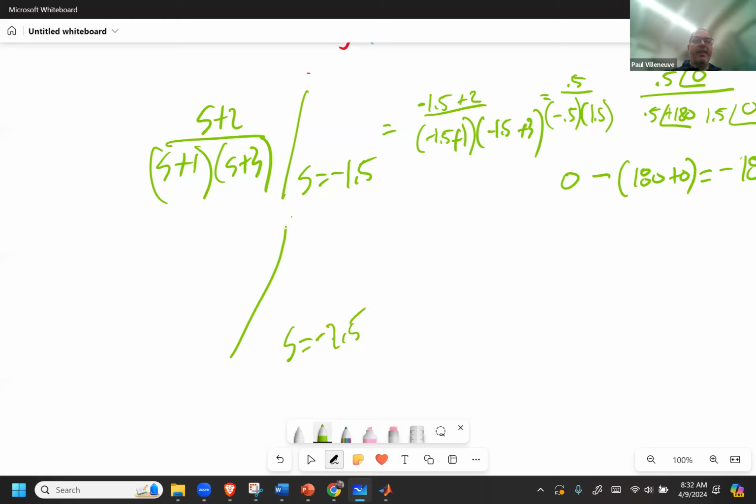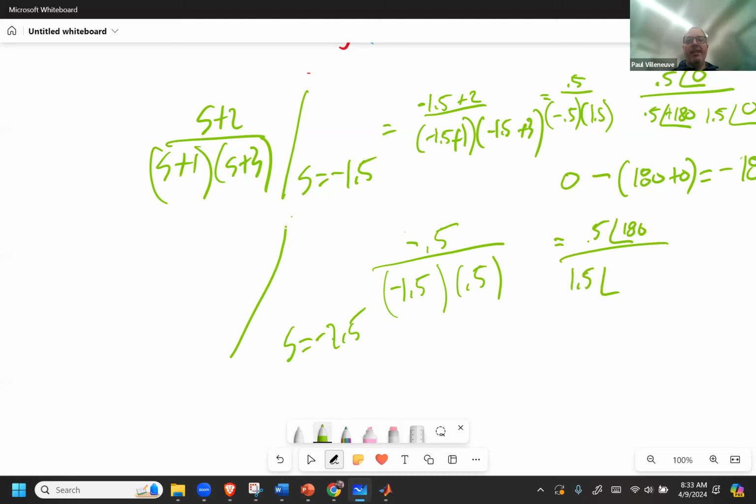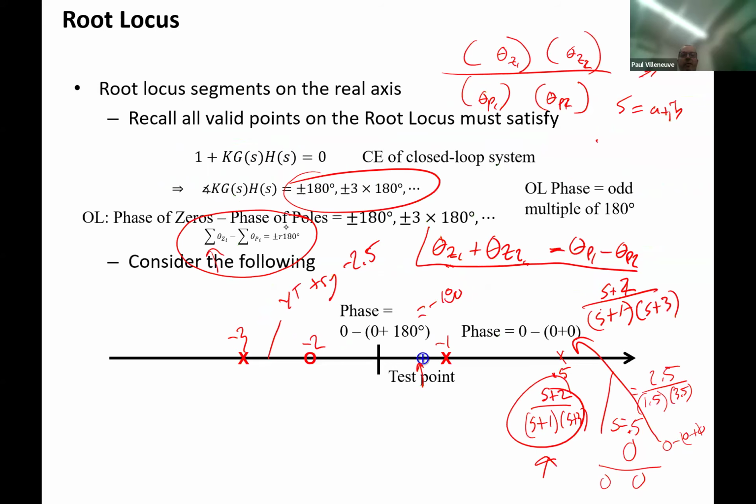Minus 2.5, right? That's a valid point. So what we have is minus 0.5 over minus 1.5 times 0.5. So that's going to be equal to 0.5 at an angle of 180 divided by 1.5 at an angle of 180 times 0.5 at an angle of 0. So now we'll do our angles. 180 minus 180 plus 0 equals 0. So is that a valid point? Minus 2.5? It is not, because it's got to be plus or minus 180.